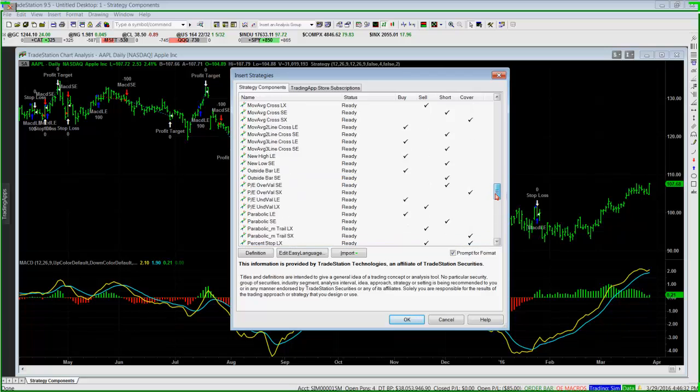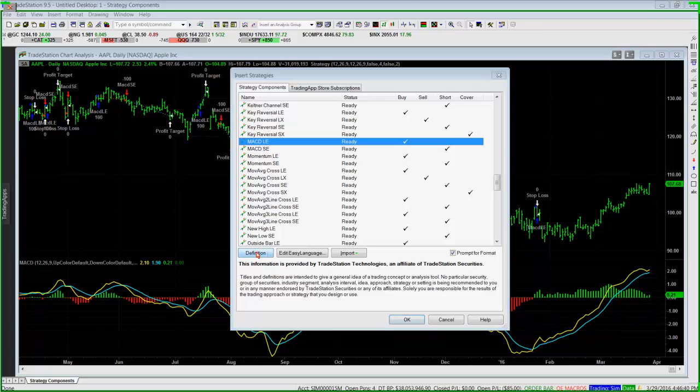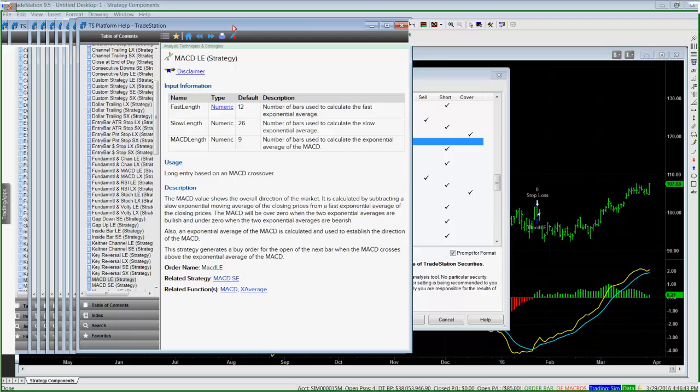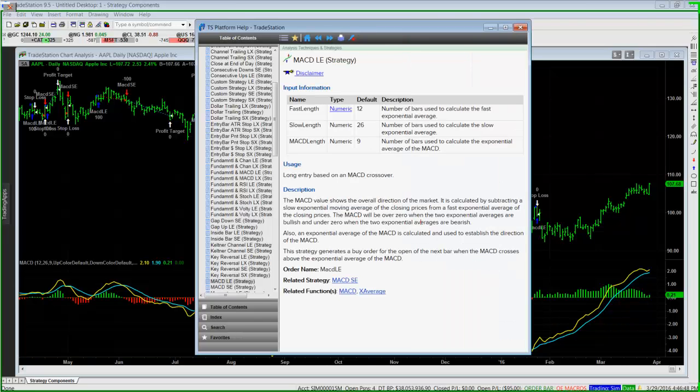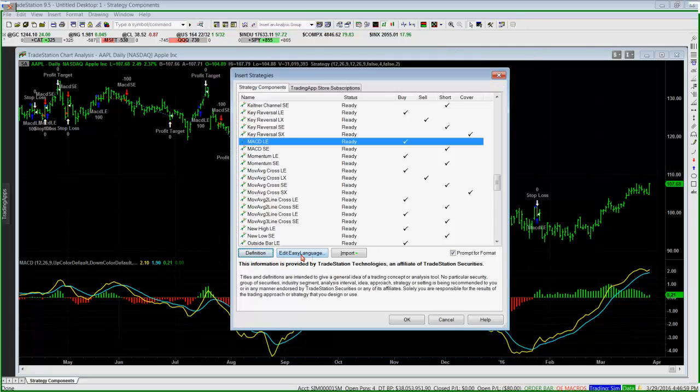If you want a definition, maybe you want to know how the rules for MACD long entry are calculated, you can click the definition button here in the insert strategy dialog. This will bring up the online help for TradeStation, and under the description you can see the rule for the strategy. This is how you'll know exactly what that rule is for any particular strategy here. Just click on definition. And if you want to take a look at the EasyLanguage code, you can do that as well.